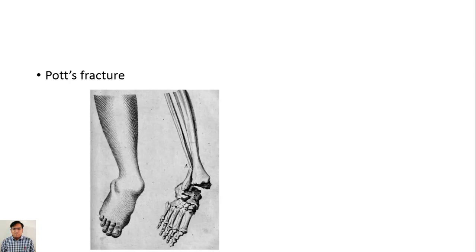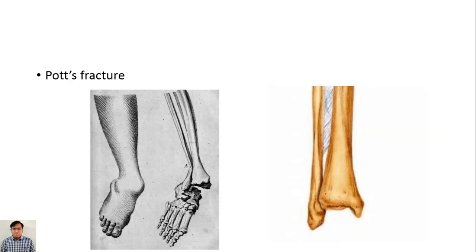Now Pott's fracture, as I have discussed in tibia. This is a photograph showing Pott's fracture, in which there is a fracture of the medial malleolus, fracture of the lower end of fibula, and rupture of the deltoid ligament. This is the deltoid ligament, and here is the rupture of the deltoid ligament.